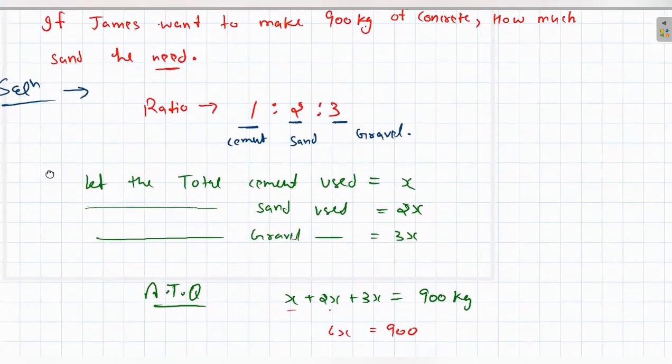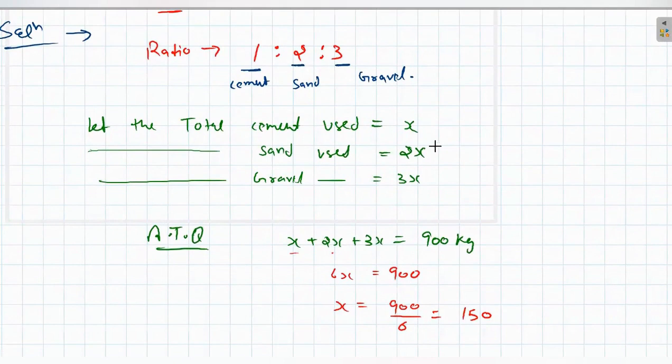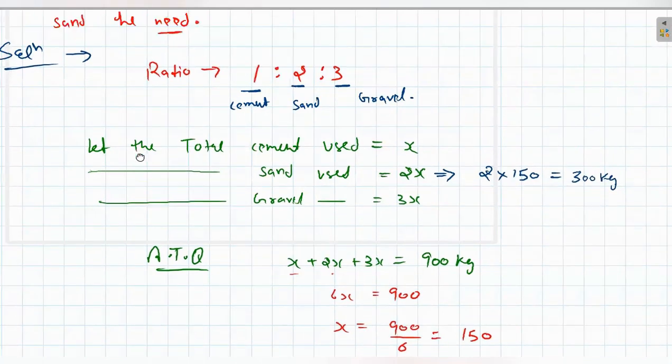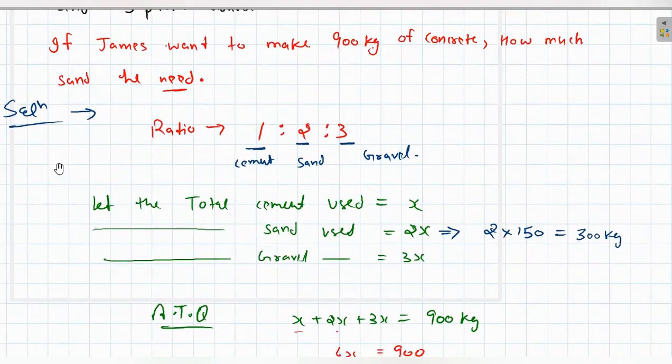They just ask what's the amount of sand he's using. So how much sand is needed? 2x was the amount of sand we are using, so 2 times 150. How much kg will you get? 2 times 150 is 300. 300 kg of sand is required to make 900 kg of concrete. Any confusion? No.